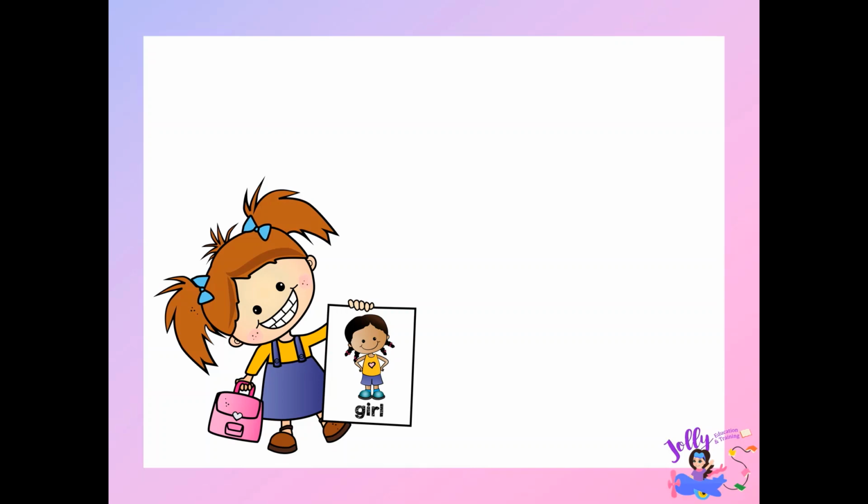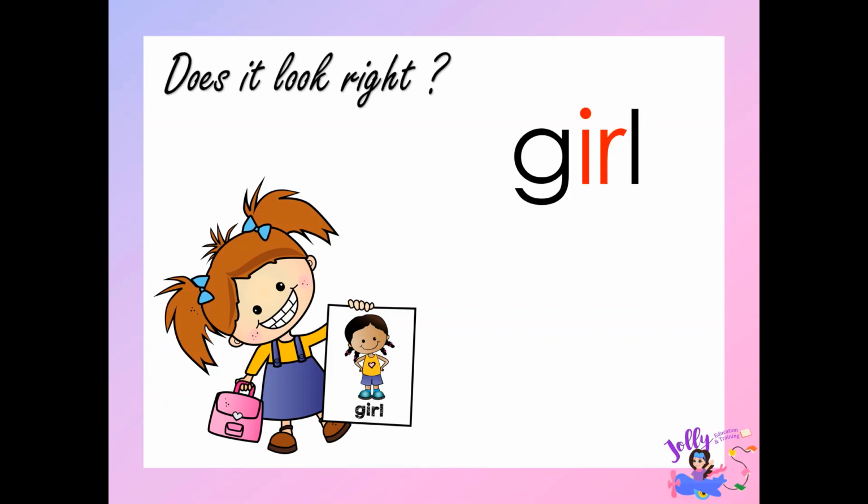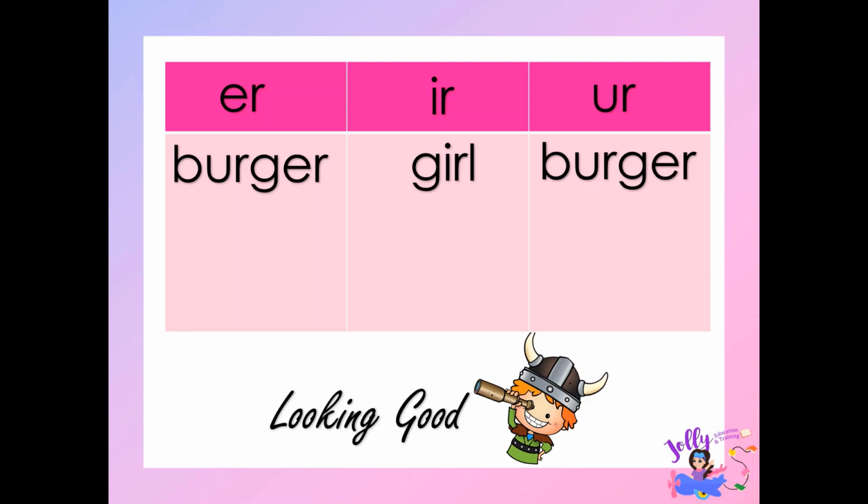This is a picture of a girl. Tell me the sounds in girl. G, oh, there are three sounds here. Can you have a go? Have a go at writing it on your board. And if it doesn't look right, have another go. I'm going to have a go. It's that one there. I can hear the sound and it's the IR. So I'm going to write the word girl in that column.